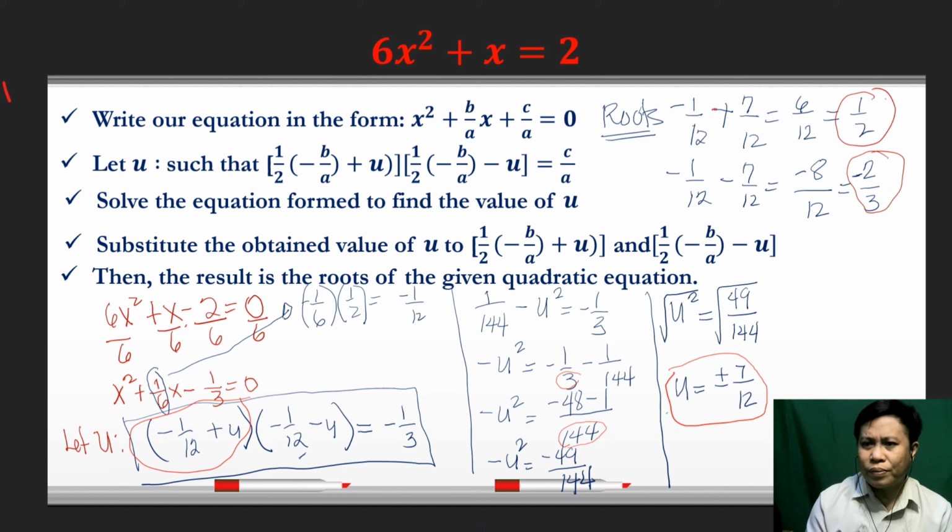Therefore, the solution set of the given quadratic equation is negative 2/3 and positive 1/2. Okay, so that is how we solve a quadratic equation. This is an alternative way of solving quadratic equations.